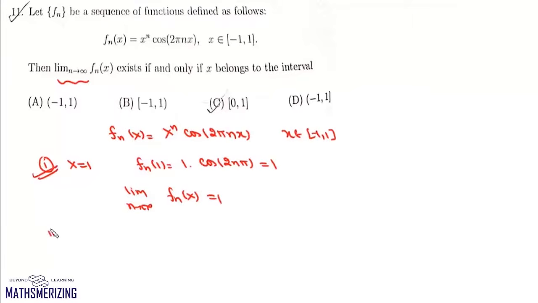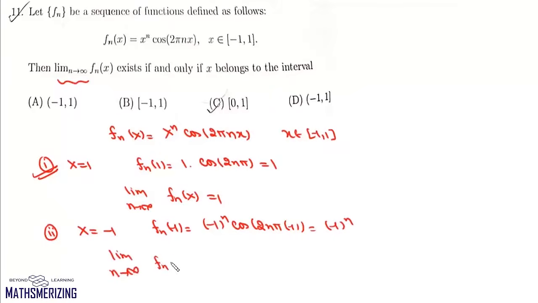Now we'll consider the second case when the value of x is minus 1. Now we'll have fn(minus 1), and it will be minus 1 to the power n cos 2n pi into minus 1, which is minus 1 to the power n. Now we take this limit n tends to infinite fn(x), then in that case this value can be either minus 1 or plus 1. That is, we'll get an oscillating value. So in this case, this limit does not exist.